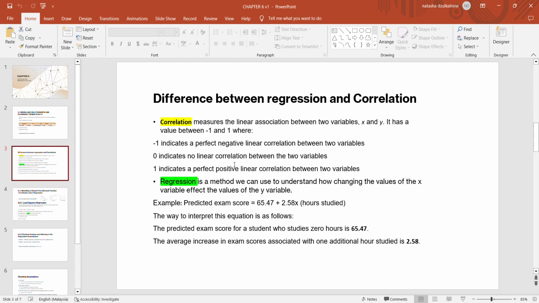However, if you have an additional 1 hour to study, you may have an additional value of 2.58, meaning that if you study 1 hour, your predicted exam score will be 65.47 plus 2.58 multiplied by 1. So you may have about 68 plus. Okay.